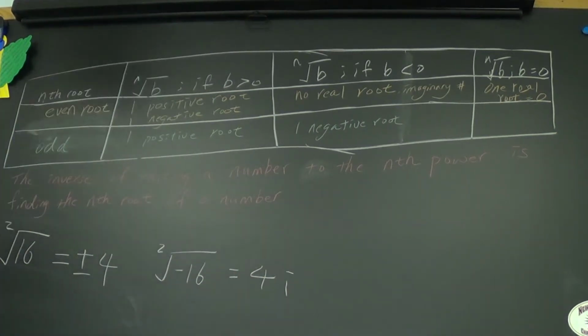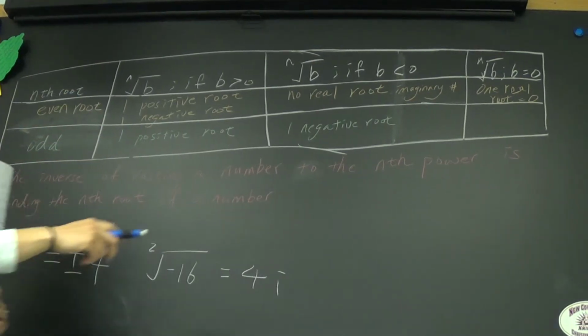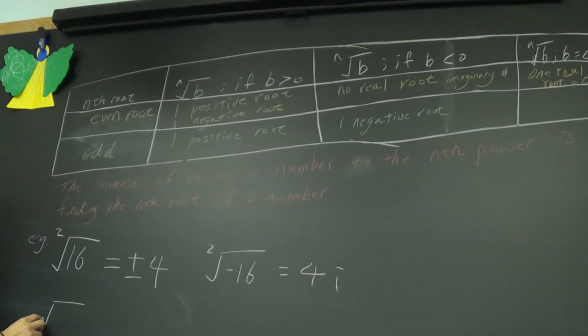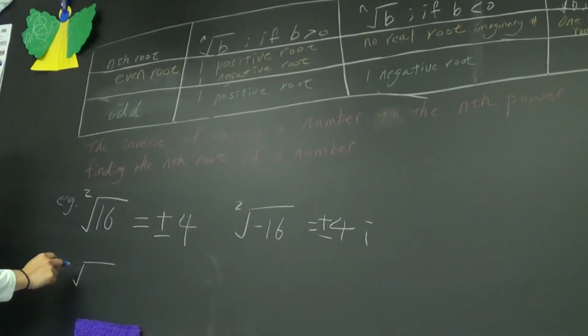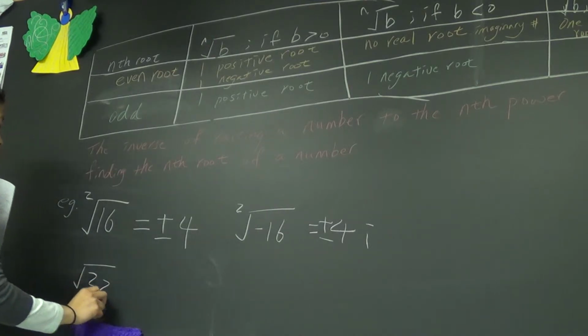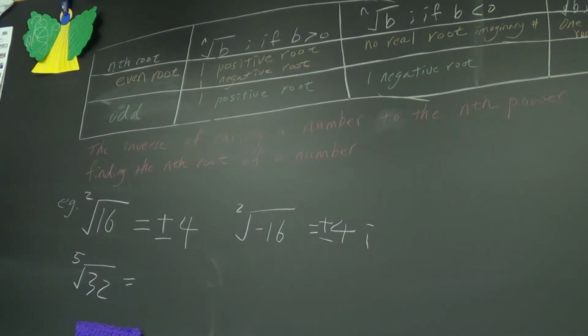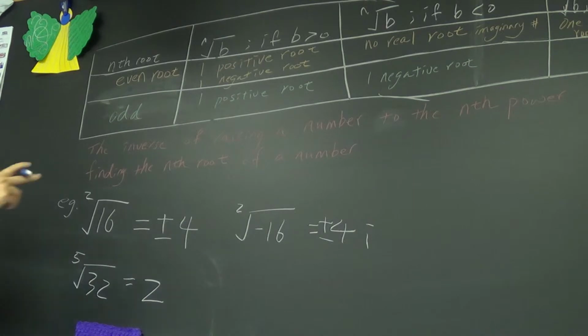I'm not gonna give you a hard one for this one, not the last condition. How about an odd n root? The 5th root of 32. Is it plus or minus 4i? The 5th root of 32, and it's 5, so it'll be 2. One positive root. Julia.